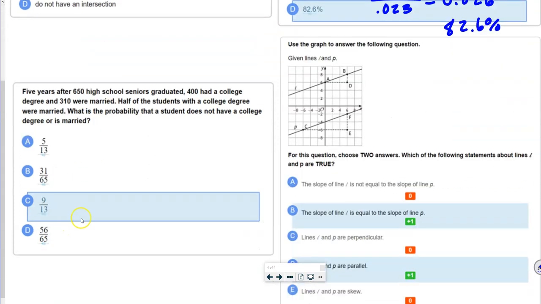All right, for this next one, it says 5 years after 650 high school seniors graduated, 400 had college degree, 310 were married, half of the students with a college degree were married. What is the probability the student does not have a college degree or is married? So I'm going to create a table for this, okay?